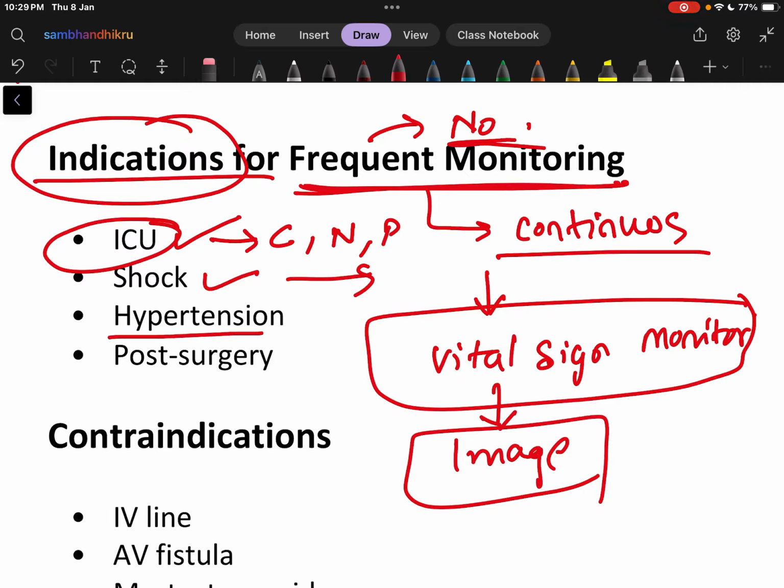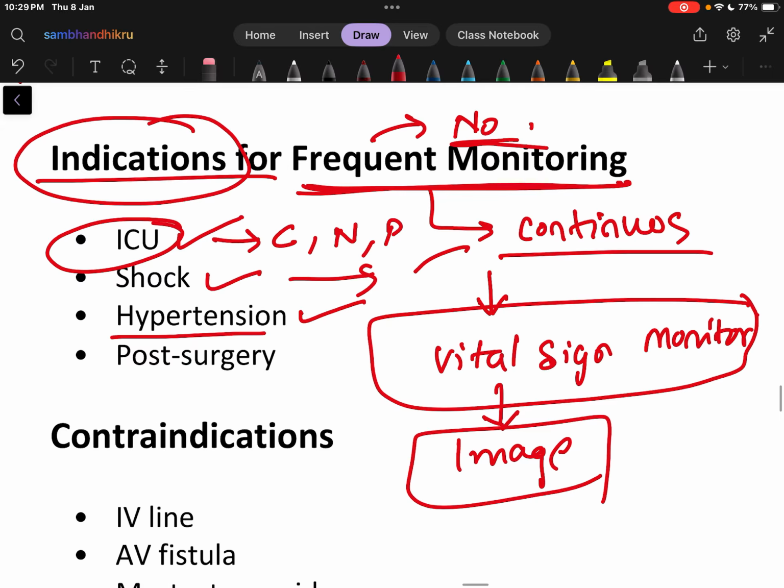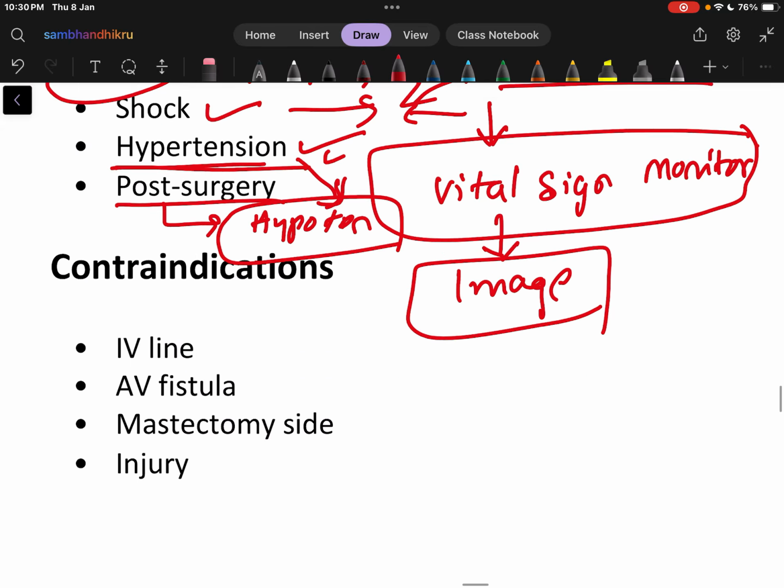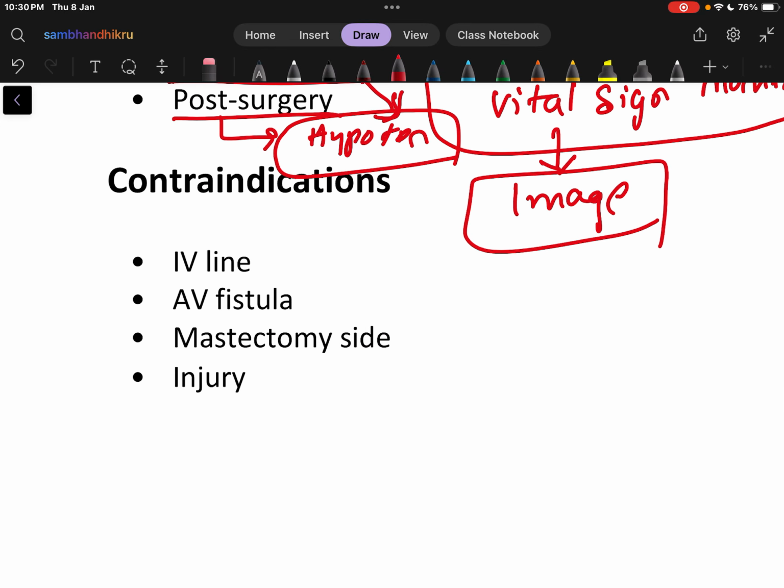Okay, for the monitoring. Hypertension: because we are giving the medicine, we have to recheck in between the treatment also. So hypertension we need to monitor frequently, in order to make sure whether the treatment has succeeded or not. Post surgery, most commonly they will get hypotension. For that purpose we need to check the BP, right?